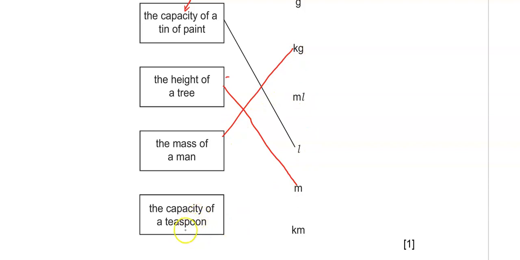Then capacity of a teaspoon. Capacity is also volume, and therefore can be measured in milliliters, liters, and even centimeters cubed. Of course, a teaspoon cannot be in liters or centimeters cubed, so it's milliliters. So milliliters is here, so we draw the line to milliliters.